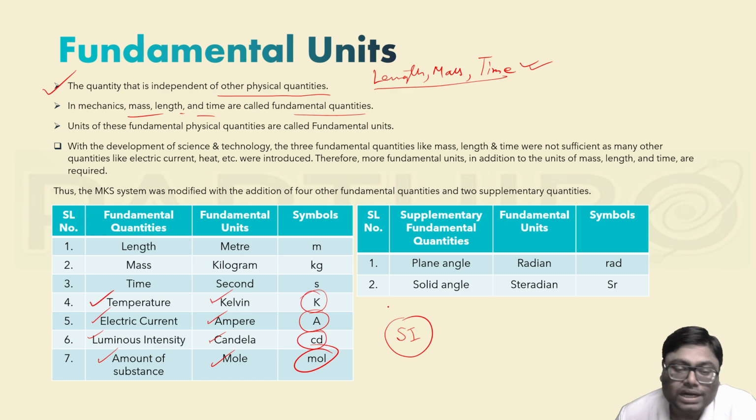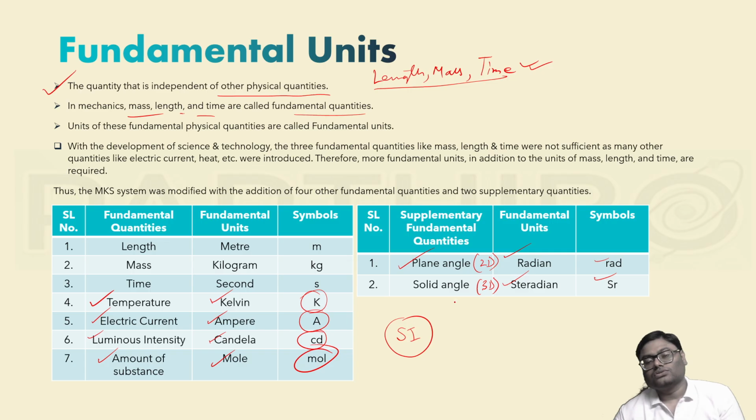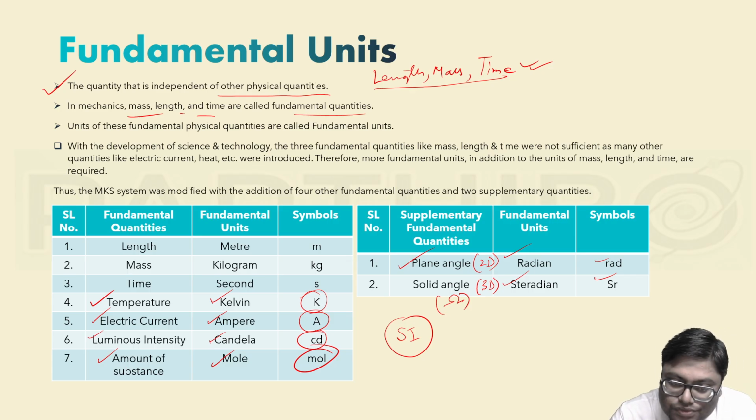What are the 2 supplementary fundamental quantities? They are plane angle, which is in 2D, and solid angle, which is in 3D. The unit for plane angle is radian or rad, and for solid angle it is steradian or sr. Also know that solid angle is normally represented by omega, just like the unit of resistance, ohm. So there is a question: is ohm a fundamental quantity or a derived quantity? Try to find it out.